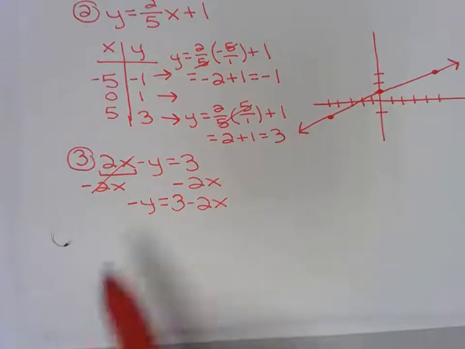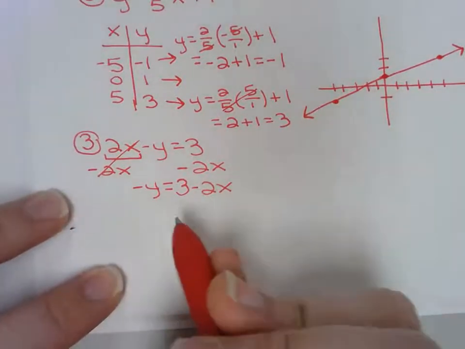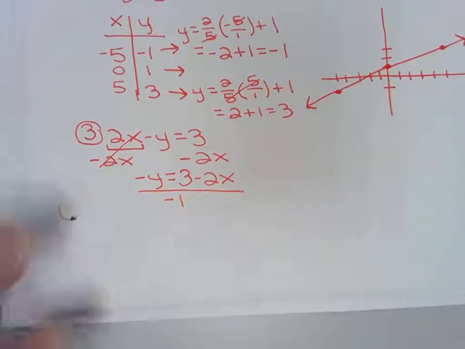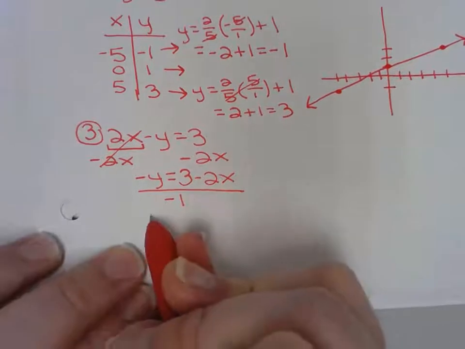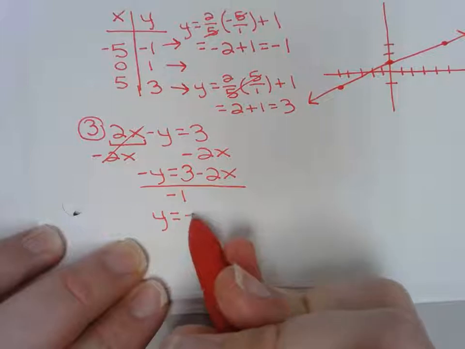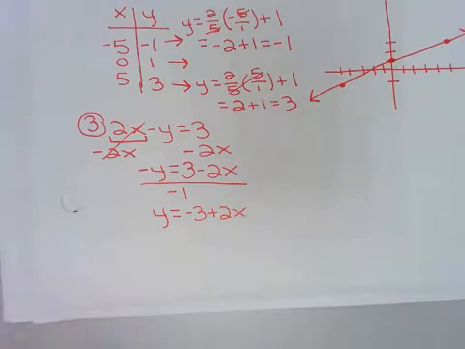Now, this negative in front of the y, what do I do to get rid of that negative in front of the y? Divide by negative 1. A negative in front is the same as multiplying by a negative 1. So the opposite of multiplying by negative 1 is dividing by negative 1. Dividing by negative 1 just does what? Yeah, switches the sign. So negative 3x plus 2x. Any questions on that one?